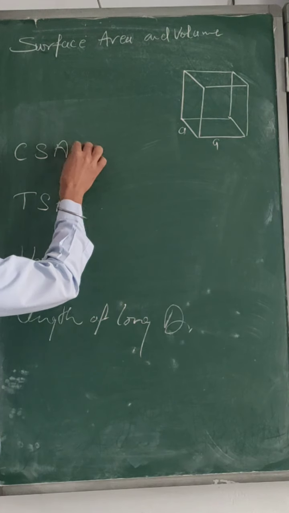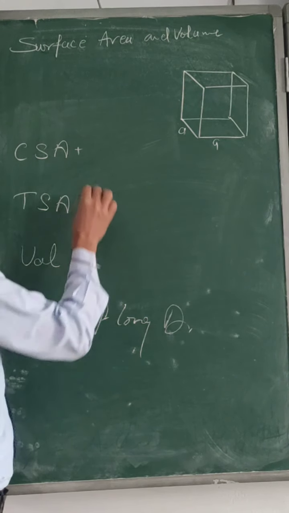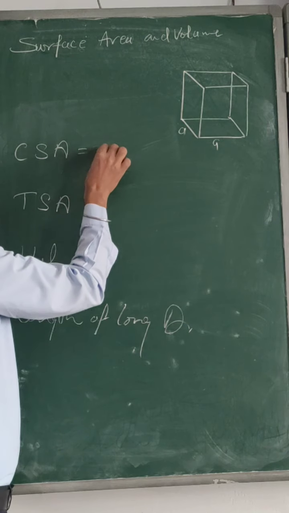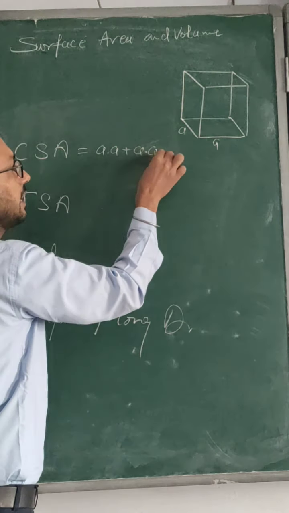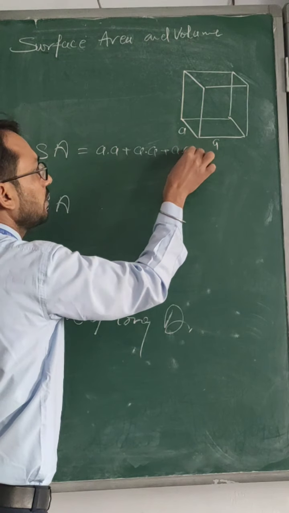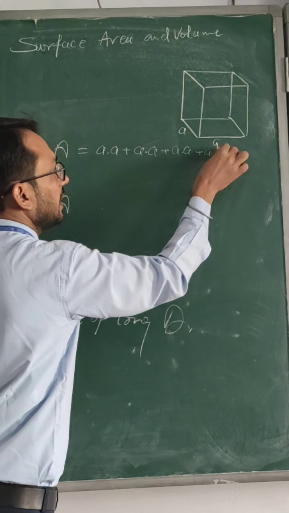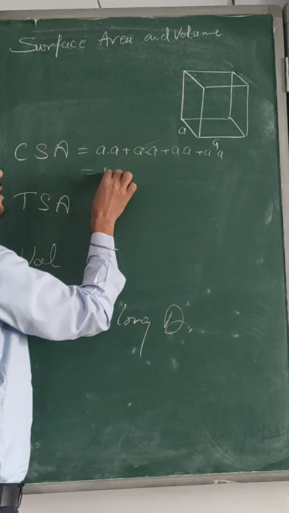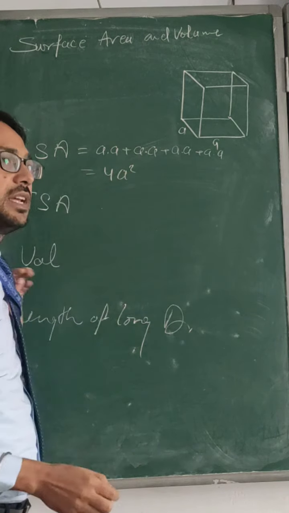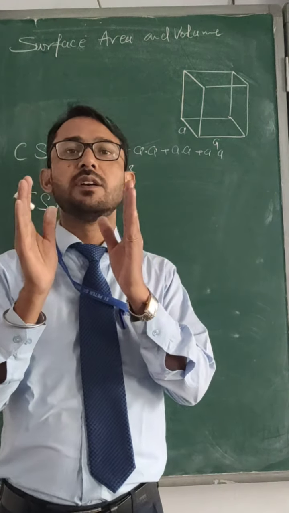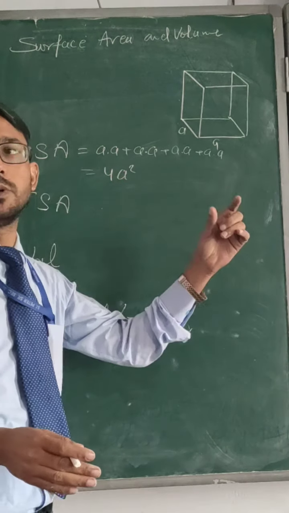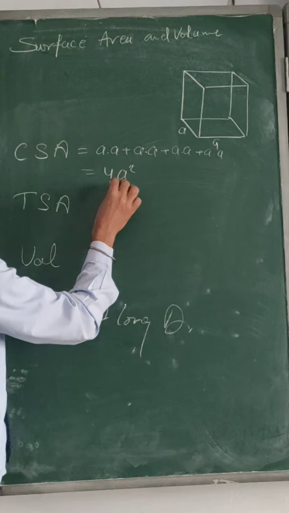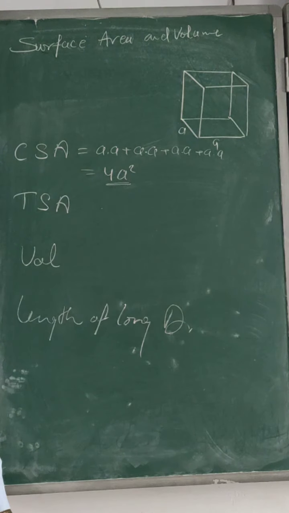So area of the first wall will be A into A, same way second will be A into A, third will be A into A, and last will also be A into A. It means 4A square will be the curved surface area of a cube. Curved surface area of a cube will be 4A square.